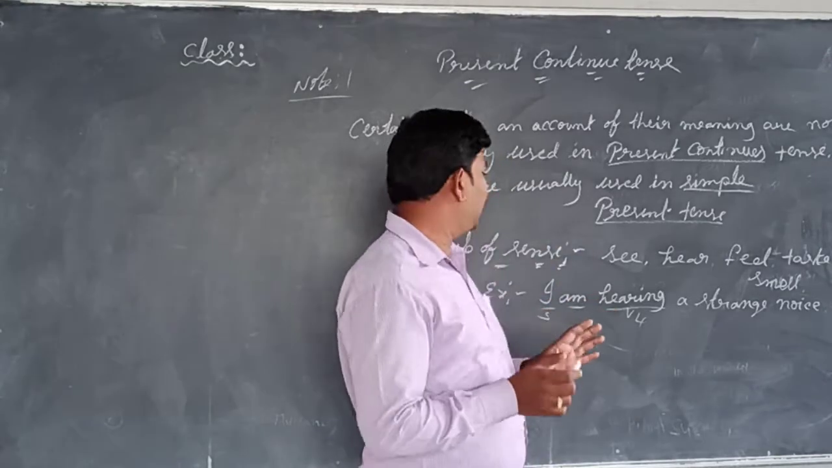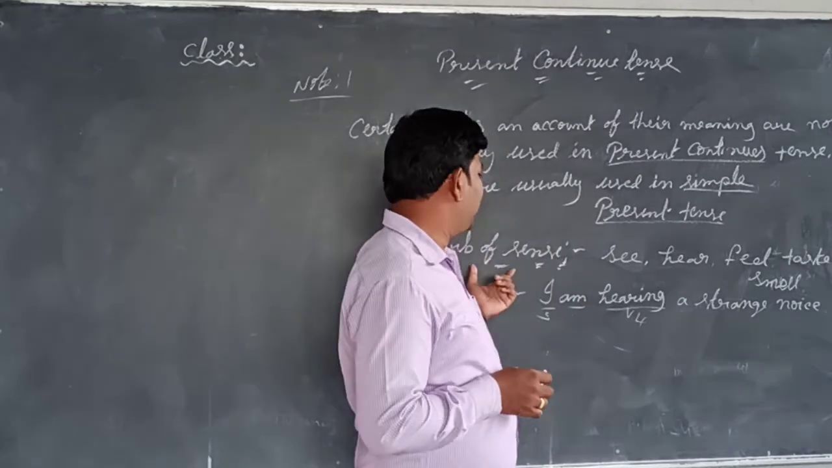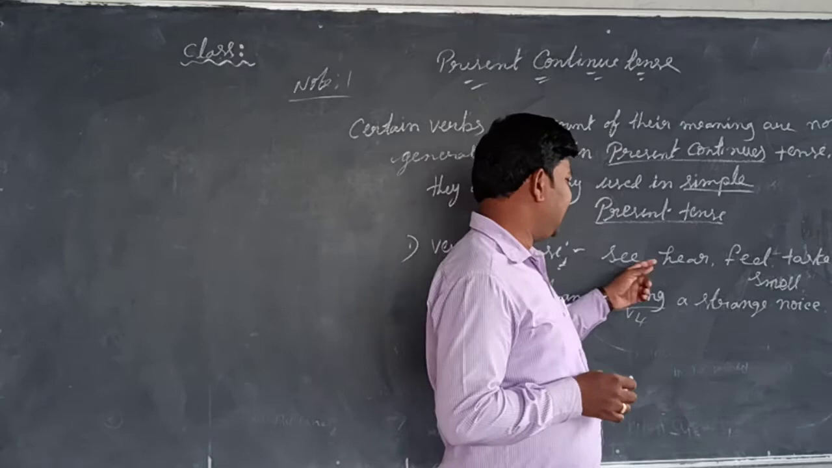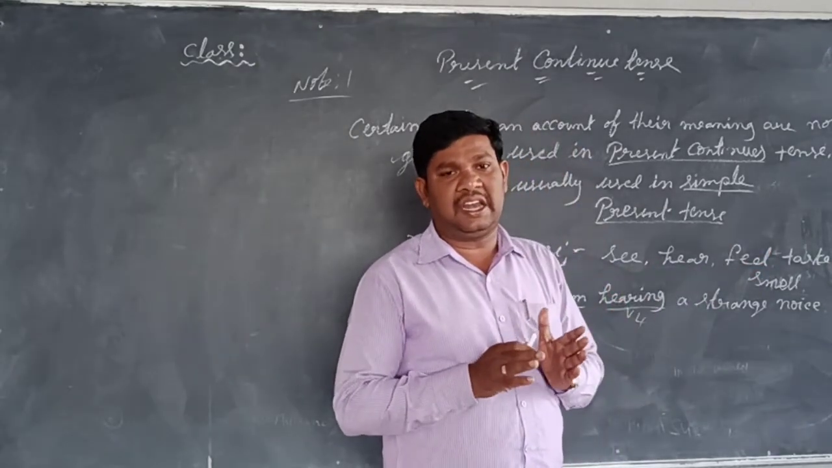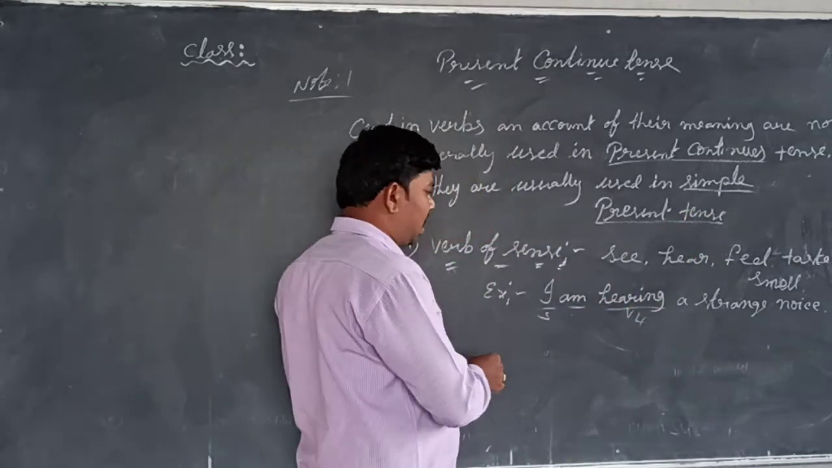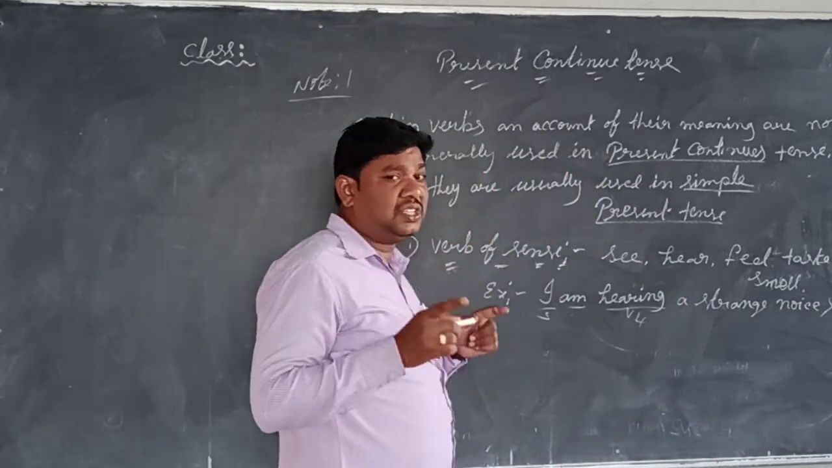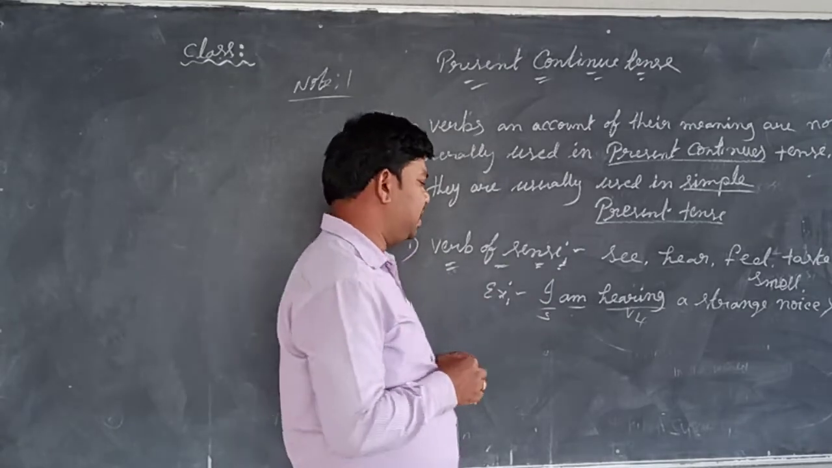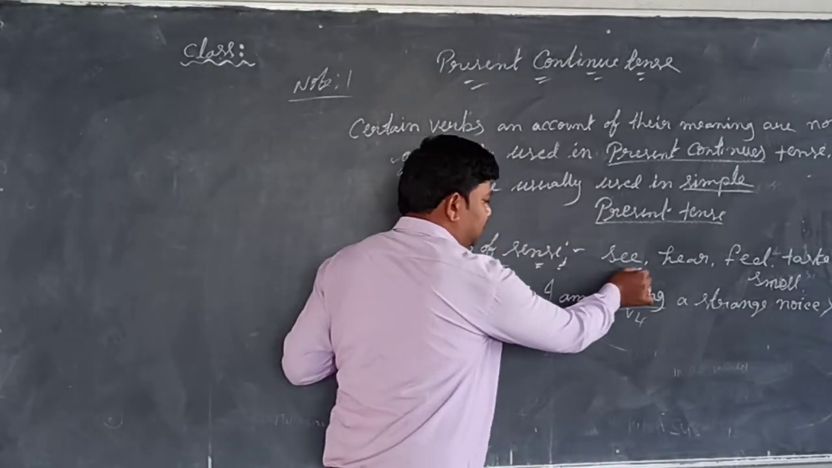But I told you that certain verbs, on account of their meaning, are different. Verbs of sense are a few verbs: see, hear, feel, taste, smell. Those verbs are generally not used in present continuous tense, meaning we should not use these structures. This is the wrong one. Then which is the right one? I told you this is wrong, and which is right? Here, we should not use this word in present continuous tense.